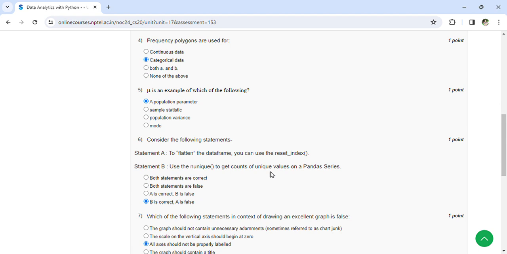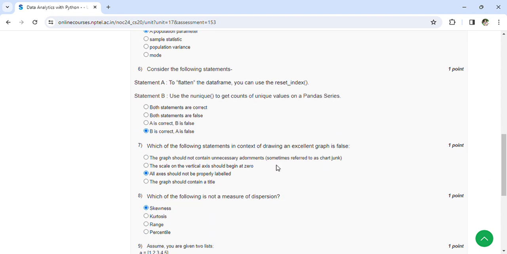Consider the following statements. Statement A: to flatten the data frame, you can use reset_index. Statement B: use nunique to get counts of unique values in the pandas series. B is correct, A is false. Coming to the seventh question, which of the following statements in the context of drawing an excellent graph is false? All axes should not be properly labeled.